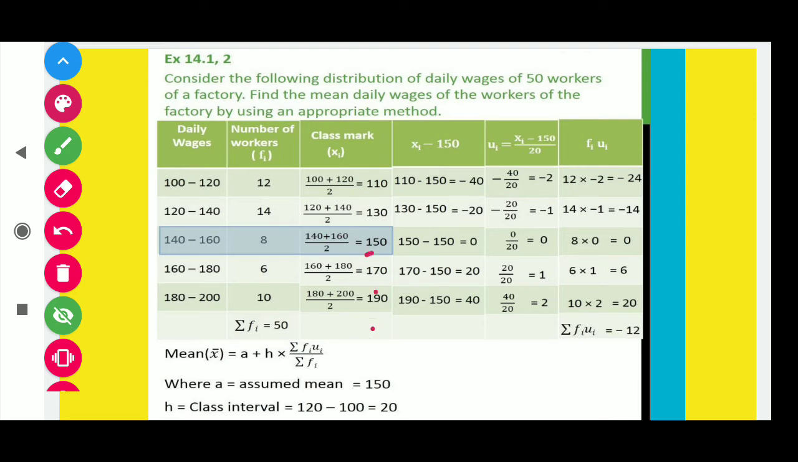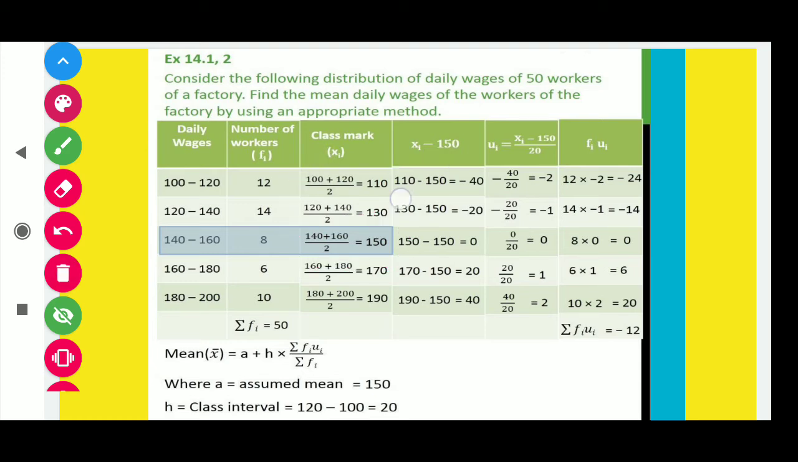So now students, we are using the deviation method. For the deviation method, choose a value from the class mark. Students, you can choose any value and your answer comes the same, but we will select the middle-most value. Here the middle-most value is 150. So students, now what we will do is xi minus assumed value. Okay, so we subtract 150 from every xi.